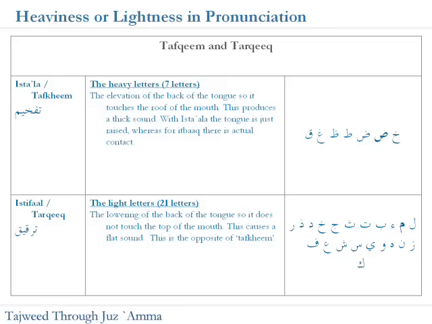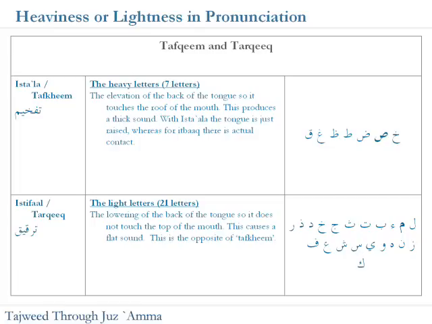Then we move on to heaviness or lightness in pronunciation, and this is known more commonly as tafkhim and tarqiq. So the heavy letters, the elevation of the back of the tongue, so it touches the roof of the mouth. This produces a thick sound. With the heavy letters, the tongue is just raised, whereas for the closure of the mouth, that's the one we did just before, there is actual contact. So generally with this one, the heavy letters, it's the back of the tongue that goes up, with the closure of the mouth, almost the whole mouth closes together. So the closure ones were a subset of the heavy letters.